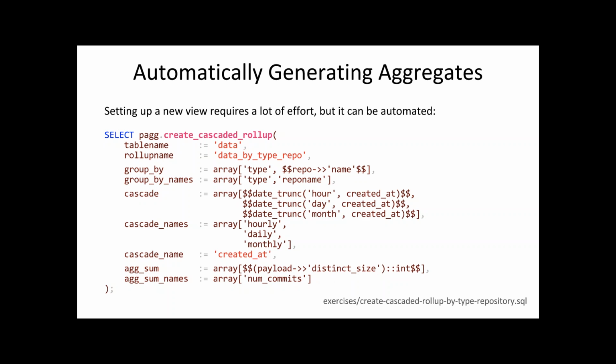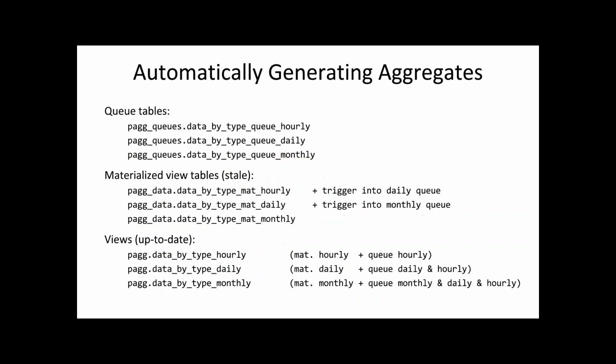And then, well, there we had number of commits per week. Actually, we could change this to be week. And what this generates is the queue tables for hourly, daily, and monthly. It creates the materialized tables or the cache tables. And then the data table will have a trigger that inserts into the hourly queue. And the hourly cache table has a trigger that inserts into the daily queue, etc. And then there are the views. For example, the daily view combines the materialized table with the daily queue and then the hourly queue to get a complete real-time view of the aggregates.